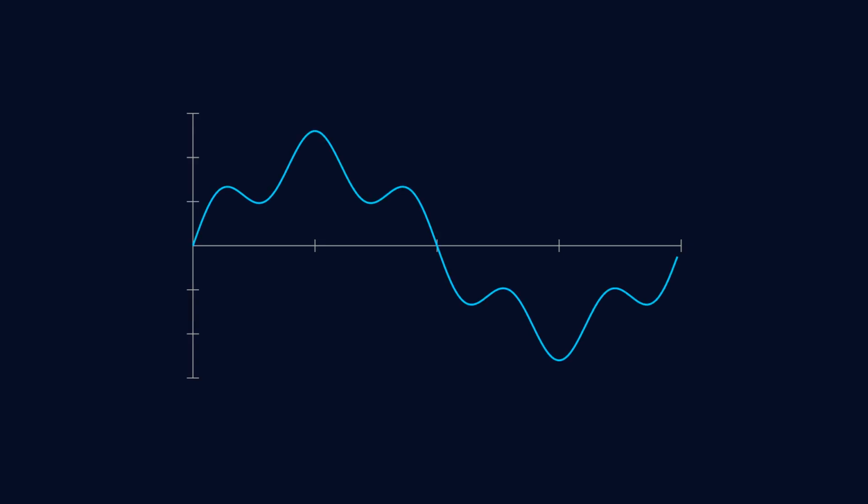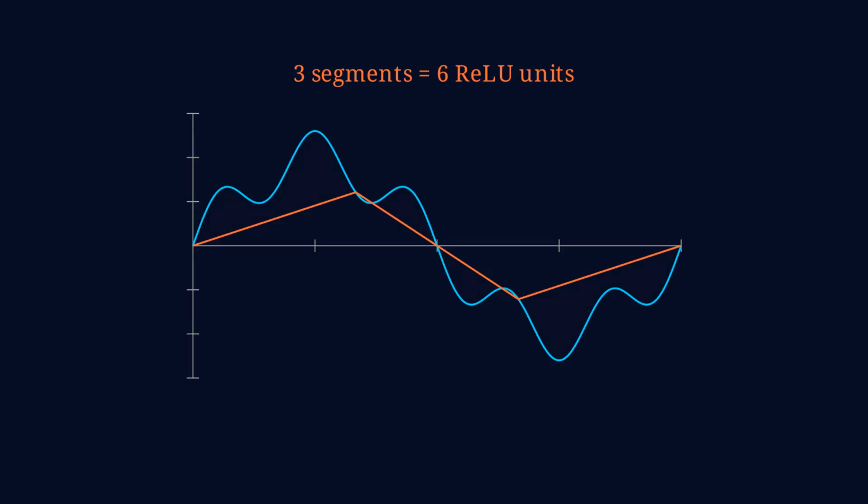Now let's approximate our target curve with three line segments. Segment 1 from x equals 0 to 2, segment 2 from 2 to 4, segment 3 from 4 to 6. Each segment has a slope chosen to roughly match the curve. The approximation is coarse. There's visible error, gaps between the curve and the piecewise linear approximation. But it's a start. We've used 6 ReLU units, 2 per segment, to create 3 segments.